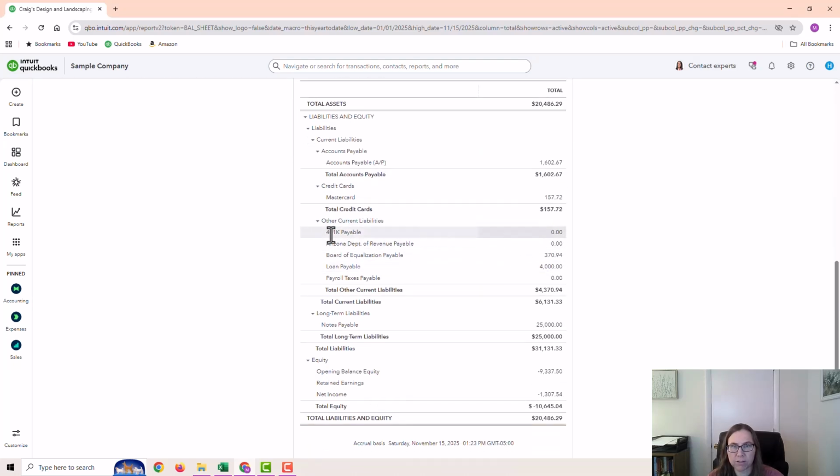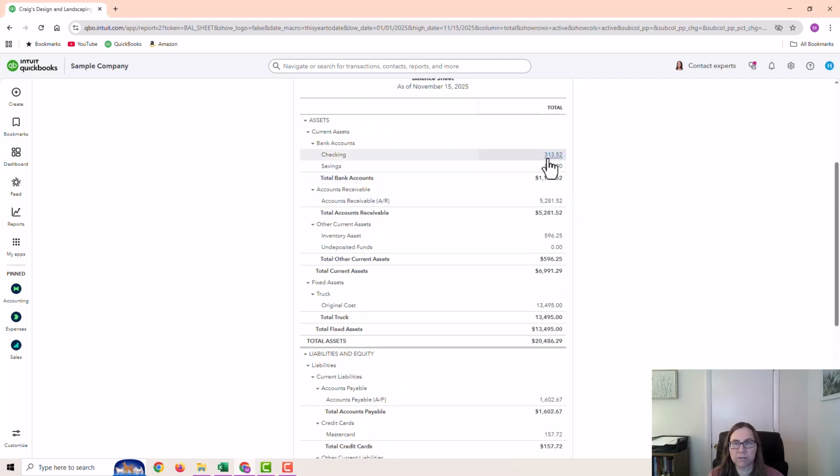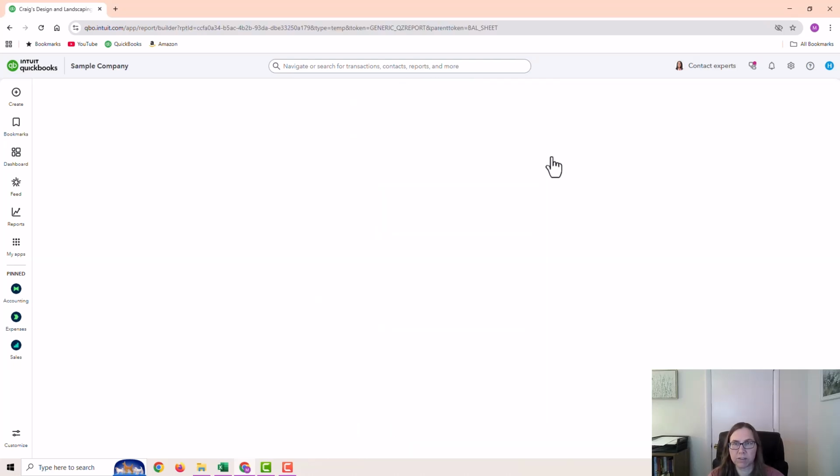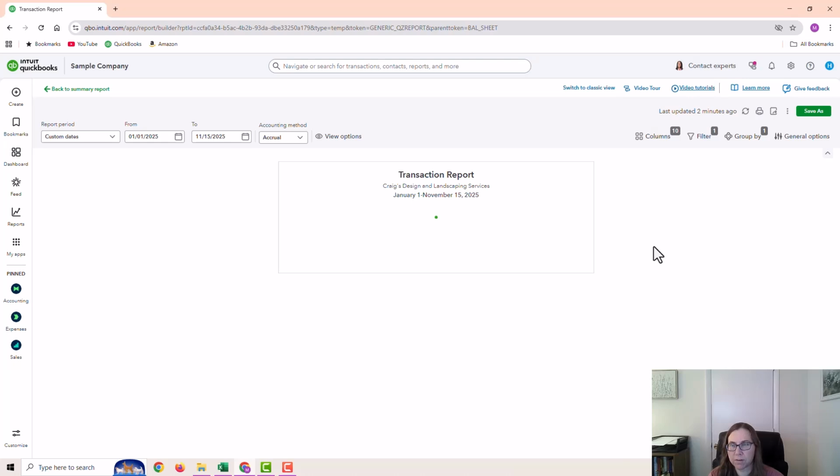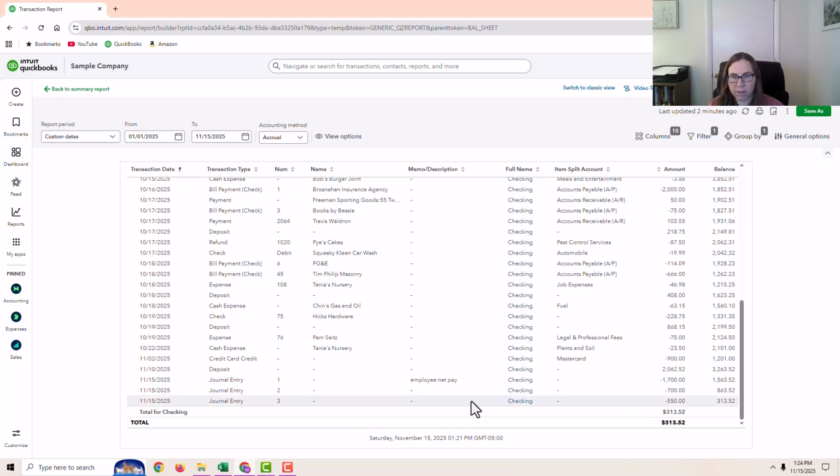Right now they show a 0 under 401k payable and a 0 because I did make the entry to pay the payroll taxes. So the payroll taxes payable account is also 0. And then if I were to go to the checking account, I could do that here or I could do it in the register. But let me just click here since I'm already in this report. You can see I have the 3 deductions from checking. I have the $1,700 net pay, the $700 for the taxes, and the $550 for the retirement plan.